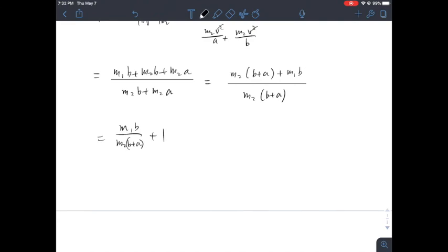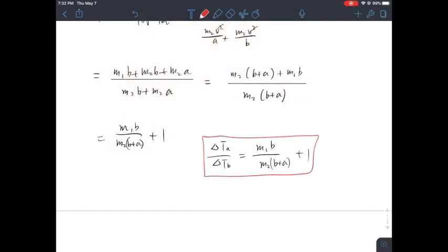So our final solution, the change of TA divided by the change of TB, will be equal to m1b divided by m2 times b plus a, plus 1. And that's our final solution.